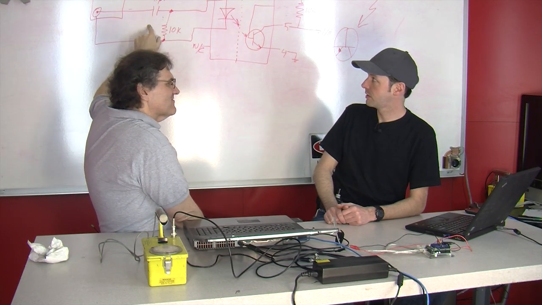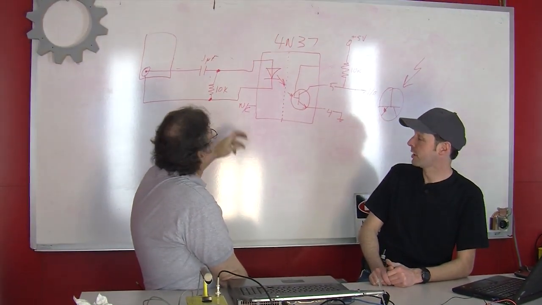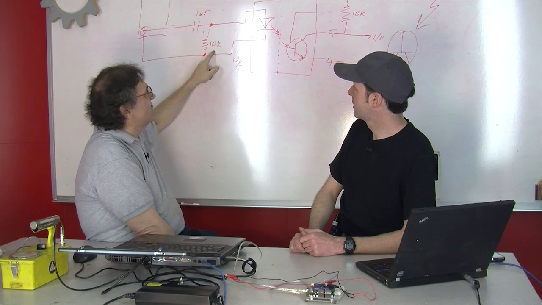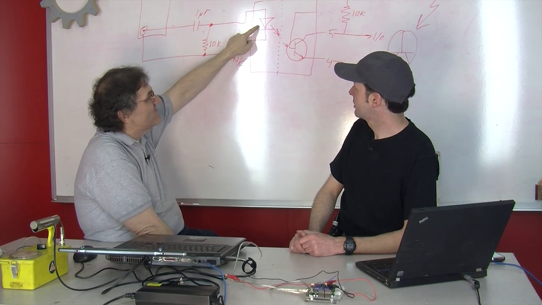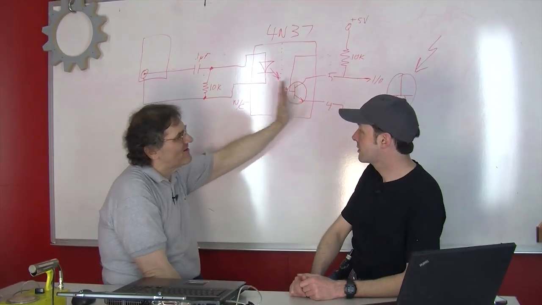Is that a high pass, low pass? I don't even remember. It's been a long time. Depends a lot on the value of the capacitor. 0.1 microfarad, 10K resistor, feeding into the LED part of an optocoupler. So all that is separate from our Arduino.